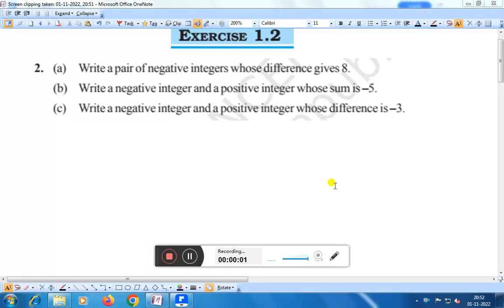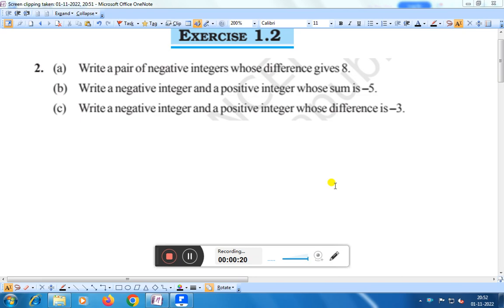Hello everyone. Today we shall discuss exercise 1.2 question number 2. A: Write a pair of negative integers whose difference gives 8. B: Write a negative integer and a positive integer whose sum is -5. And C: Write a negative integer and a positive integer whose difference is -3.